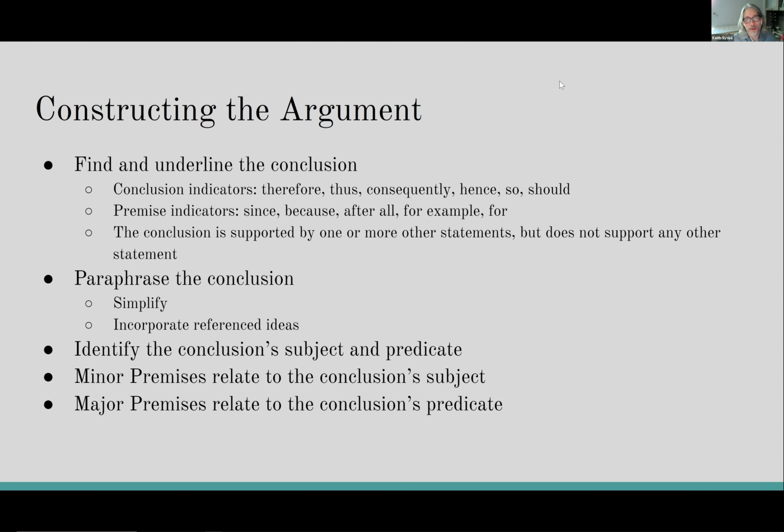But ultimately, and here's what I want to try to teach you guys today, the principle of charity tells us that the conclusion of the argument is going to be the statement that is most supported by the other statements. That's reading with charity, reading it so that you're constructing the argument in the strongest way possible. So the conclusion is always going to be supported by one or more other statements. And also, the conclusion will not support any other statement, because if it does, then it's not at the top of the hierarchy. It's a subsidiary conclusion.